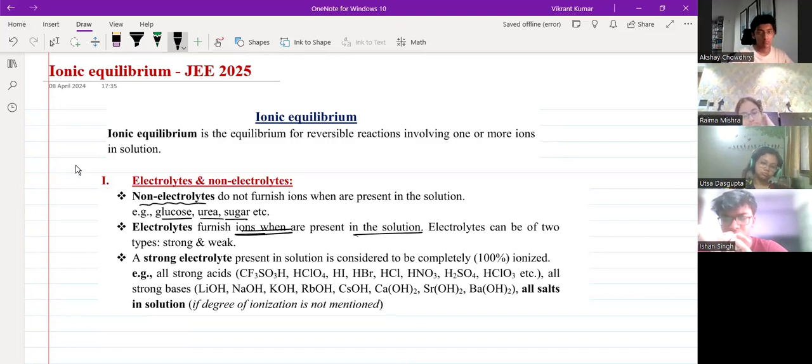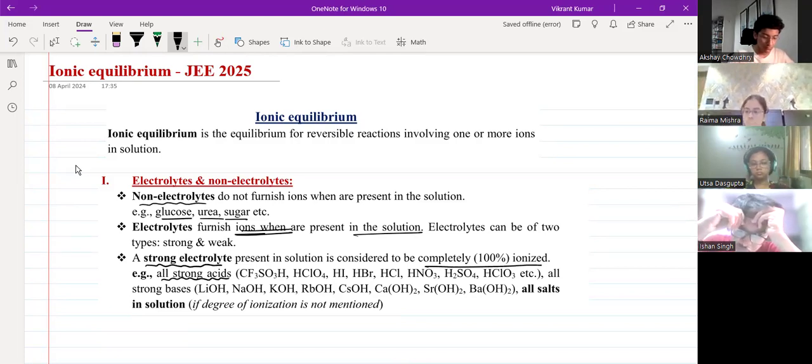Now we are talking about electrolytes जो होंगे, they'll be of two kinds. First is a strong electrolyte, second is weak electrolyte. When I am saying strong electrolyte, इसका मतलब क्या है? They will be completely ionized or 100% ionized. Now I'm giving you a typical list. This is very important list. बार बार इसको revise करते रहोगे.